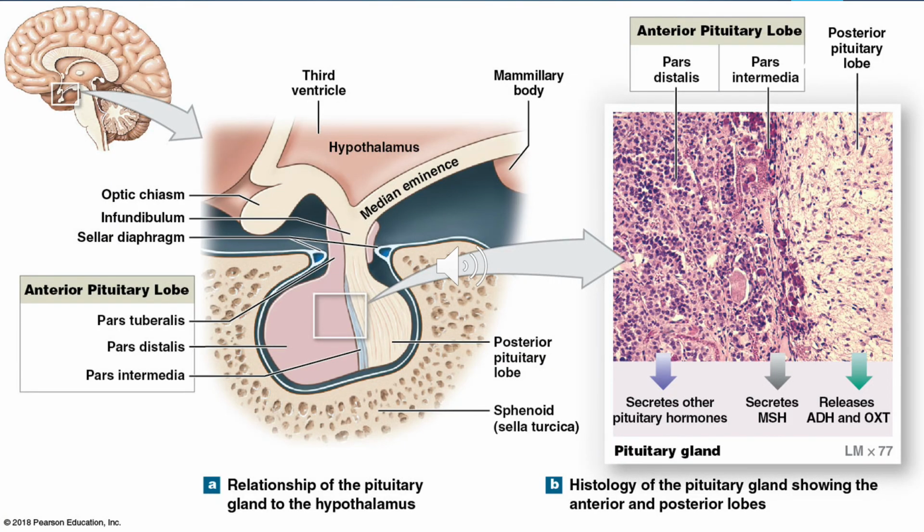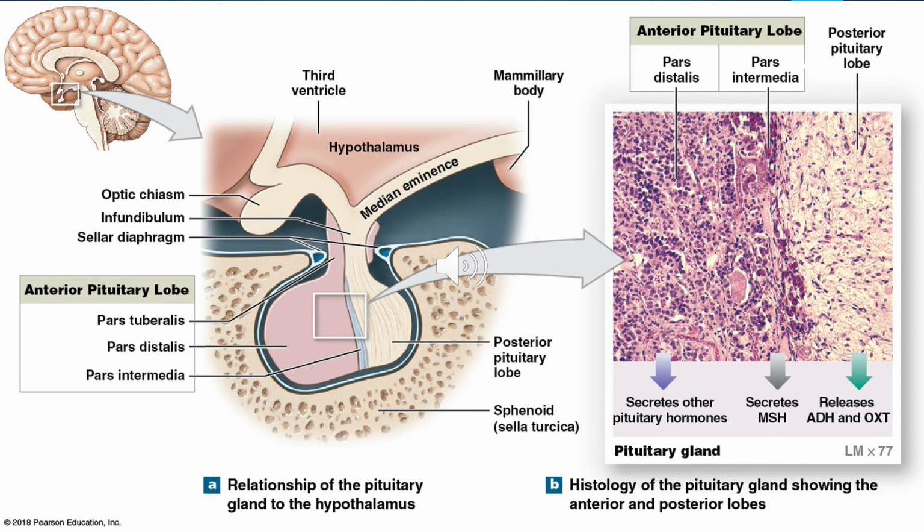Figure 18.5 shows you the anatomy of the pituitary gland. On the left, we have a schematic of the pituitary gland in general, and on the right, we have light microscopy imaging. On the left, you'll see a square right in the center, and that square correlates to the image on the right in light microscopy to show you what it looks like under a microscope.